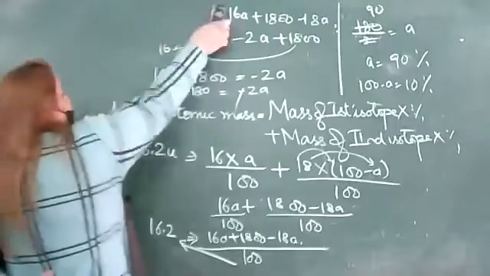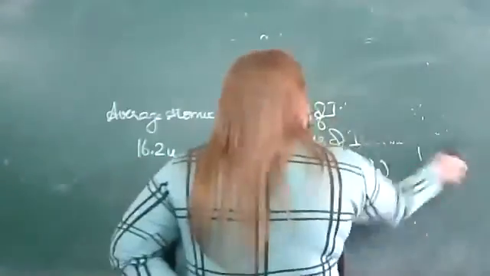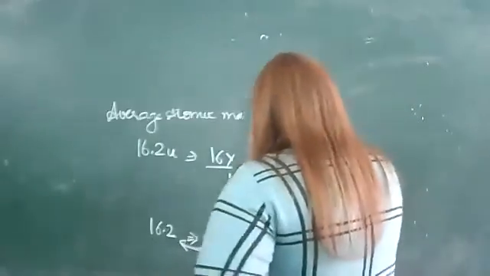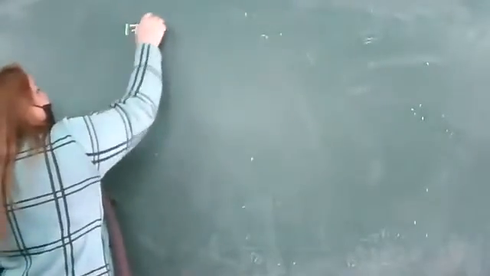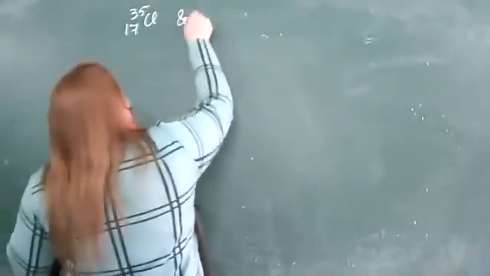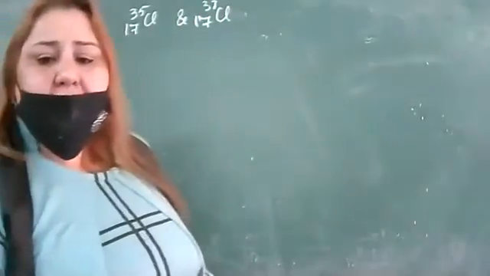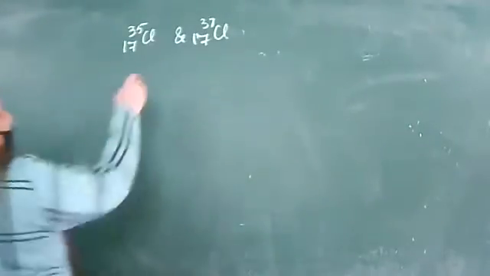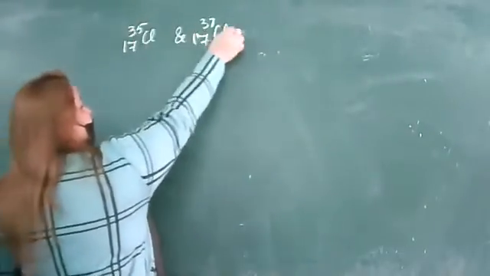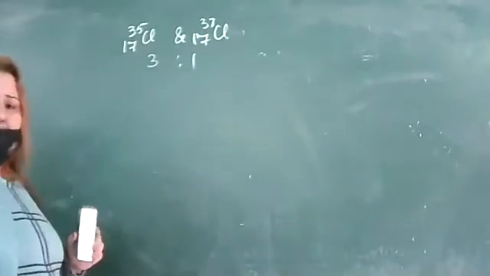Then do the second one, chlorine. Chlorine isotopes. 2 isotopes of chlorine, 17 chlorine 35 and 17 chlorine 37, are in the ratio of 3:1. Calculate the average atomic mass.